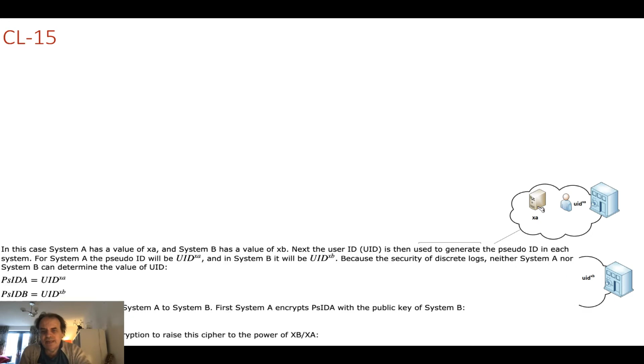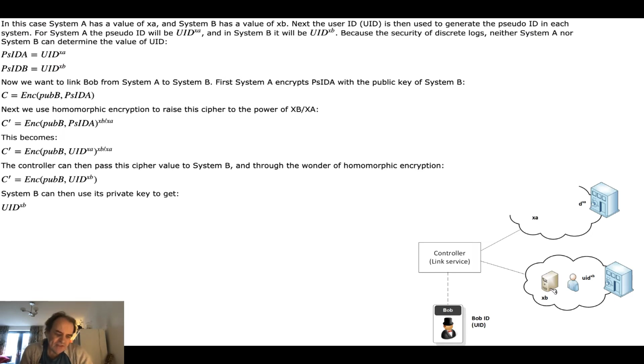Okay, so I'll explain the basics behind the method. So as I said, we take the user ID, we raise it to the power of XA, and that becomes the pseudo ID in domain A, system A, and we take the user ID and raise it to the power of XB, and that becomes the ID in system B. So it's not possible to trace the two identifiers there, and what we want to do is to make sure that no one can actually see the linkage between the two identifiers.